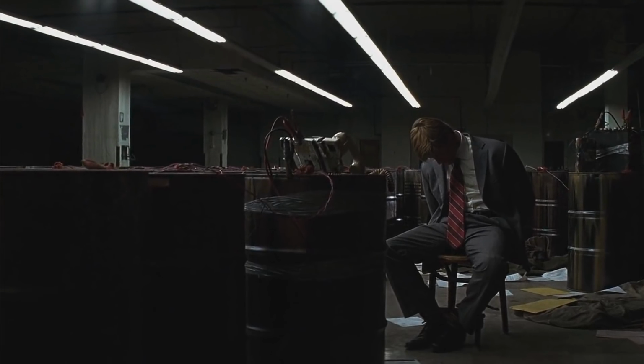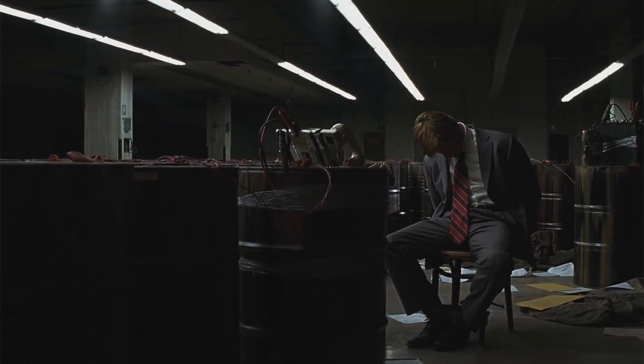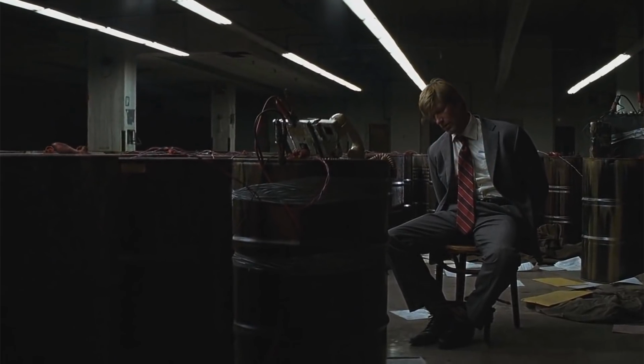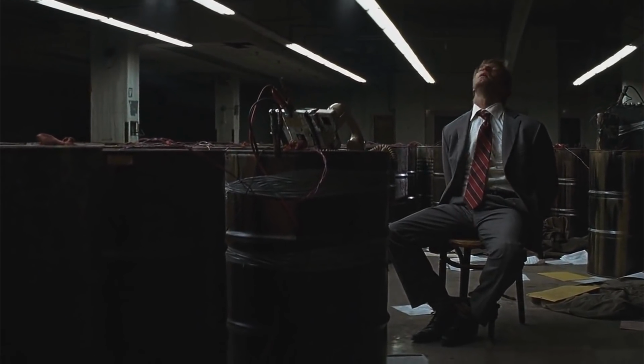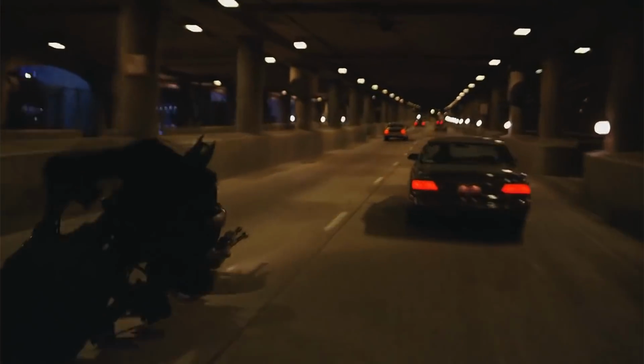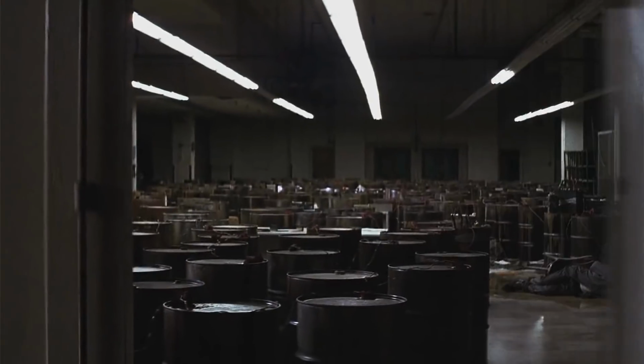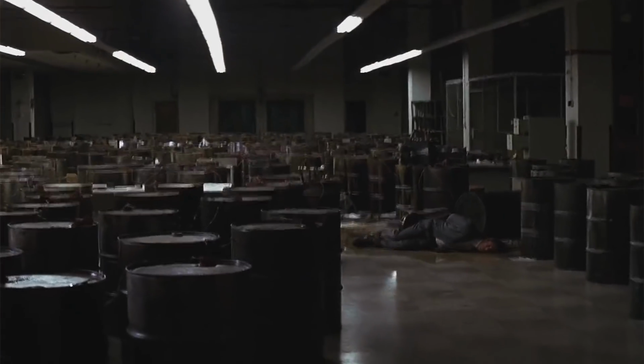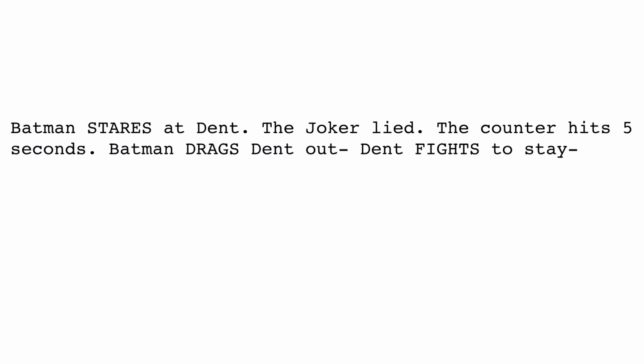Now let's look at a sequence in The Dark Knight where Harvey Dent and Rachel are tied to gas barrels and Batman rushes to save them. There are shots of Dent, Rachel, Batman, and close-ups of the counter connected to a bomb. Batman thinks he's going to the location where Rachel is to save her, but when he gets there, he finds Dent instead. Here's how it's described in the script. Batman stares at Dent. The Joker lied. The counter hits 5 seconds. Batman drags Dent out. Dent fights to stay.